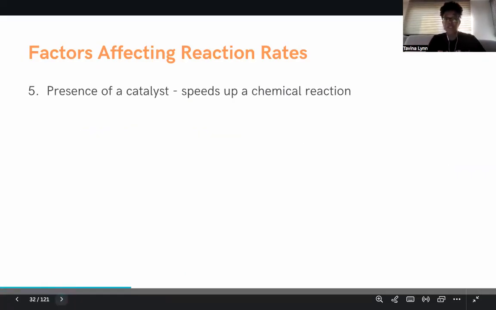The fifth factor, and the last one that we'll talk about, is the presence of a catalyst, because a catalyst's whole purpose is to speed up a chemical reaction without being consumed in the reaction itself. We'll talk more about catalysts specifically next week.